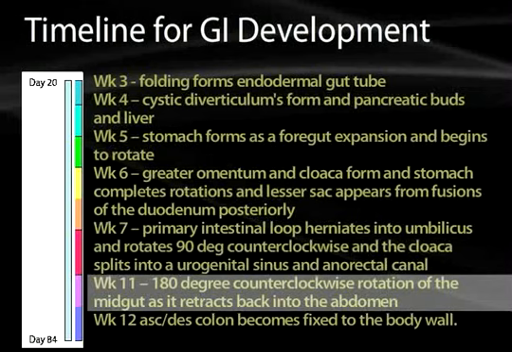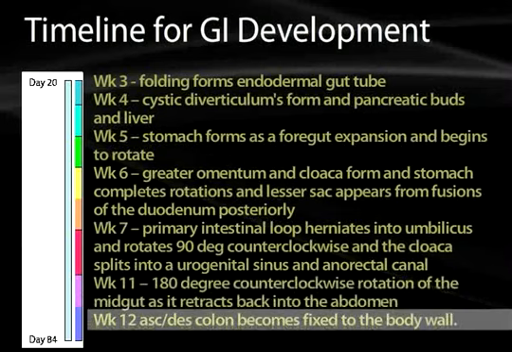By week 11, there's going to be another 2 rotations of 90 degrees each, which will complete the 180 more degrees of rotation that the midgut needs to take as it retracts back into the abdomen. And then by week 12, the ascending and descending colons and some of the other portions of the bowel that will become secondarily retroperitoneal will become fixed to the body wall.